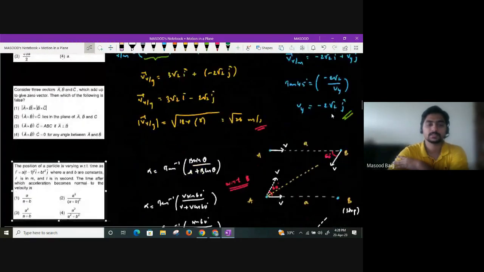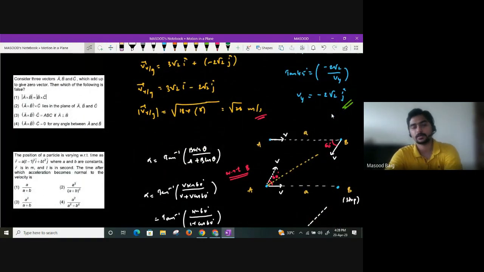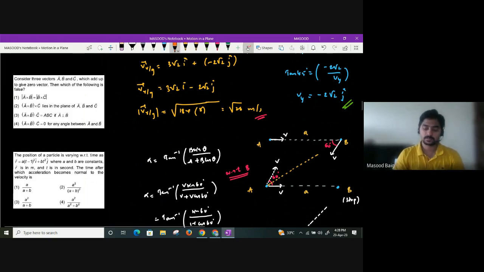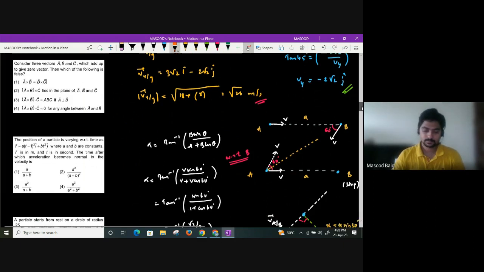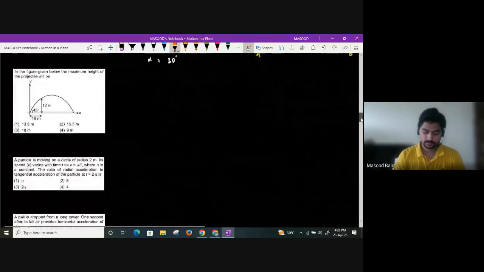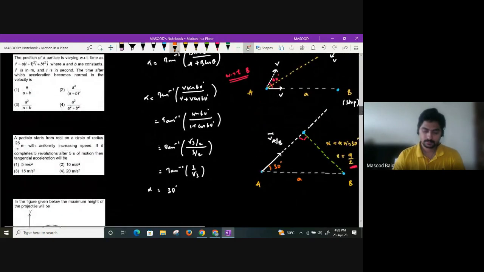Yes, let us see. Consider three vectors A, B, C, which add up to give the zero vector. Then which of the following is false, they are asking. Right? They are all adding up to give how much vector? 0. Can you do this question? I'll keep this anyhow aside. Can you find the answer for this, guys? First, we'll do this question.